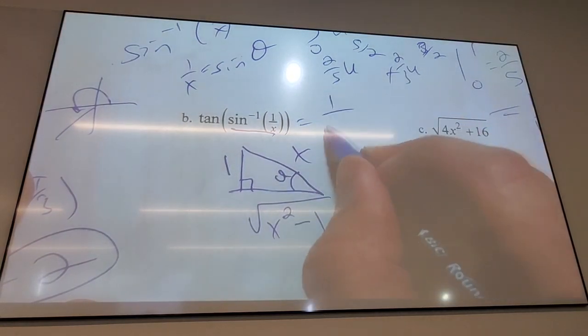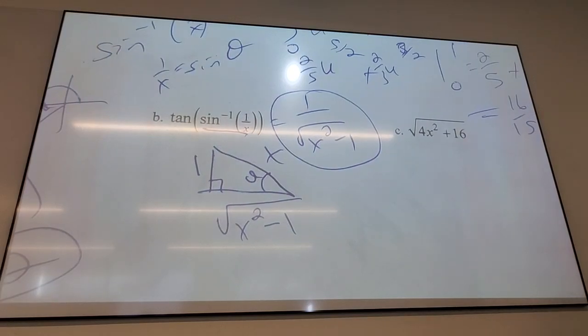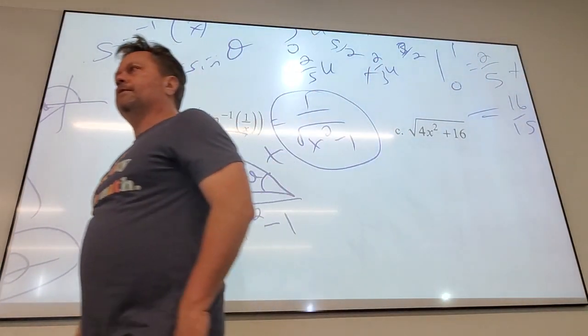Yeah, 1 over. Yeah, that's fine. You don't have to rationalize that. That'd be insane. Very quickly, can anyone tell me what must be true about x for this to make sense?